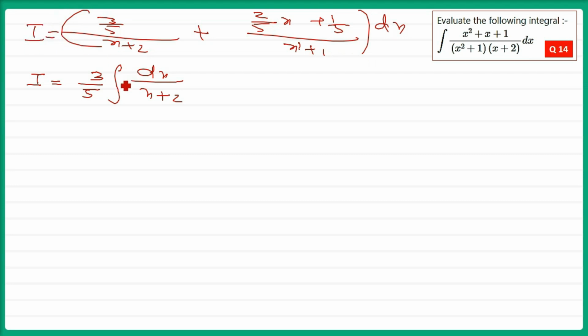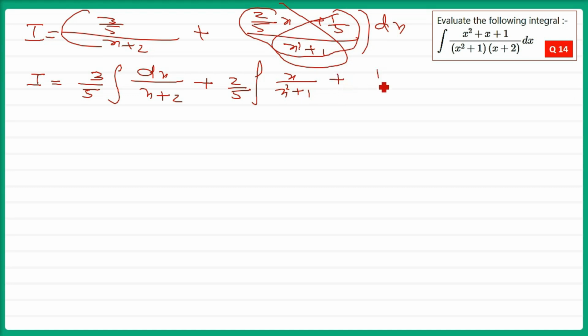Now you need to separate the second term into 2 more terms. That is, I am writing this term right now. So we have 2 by 5 integration of x divided by x square plus 1, dx will always remain there. The second term will be 1 by 5 you can take outside, integration of dx divided by x square plus 1. In the middle term also just assume dx is already there.